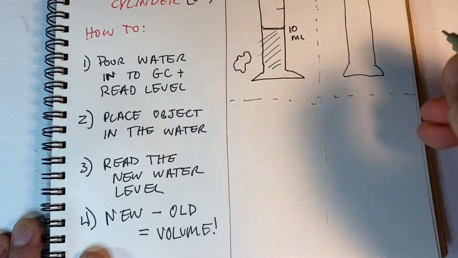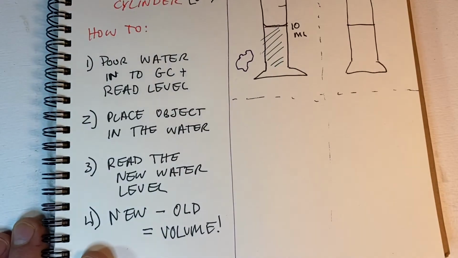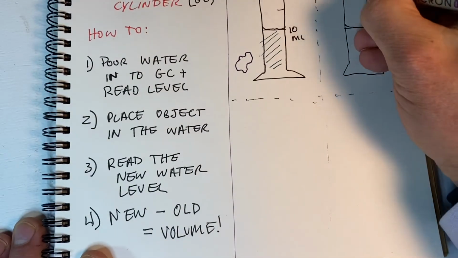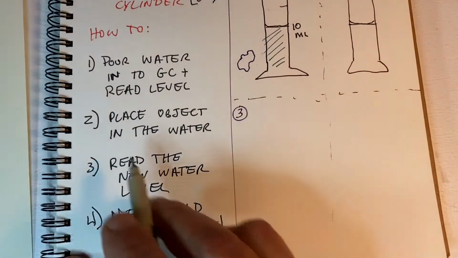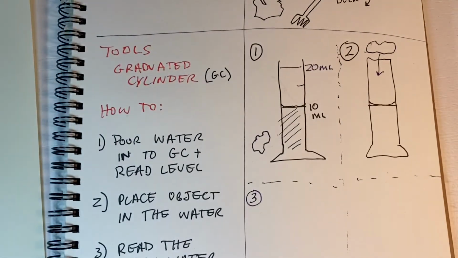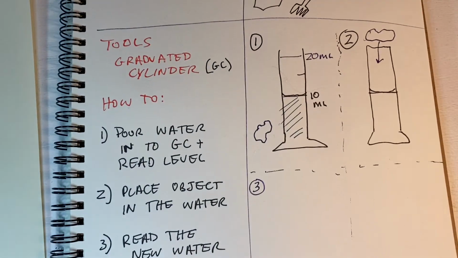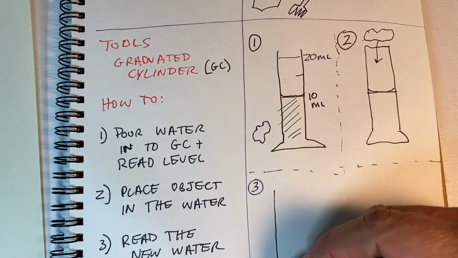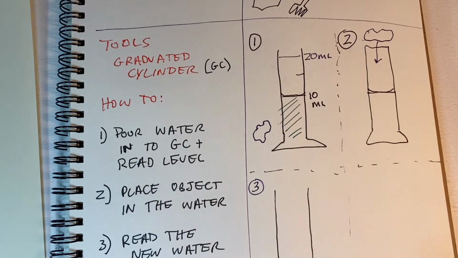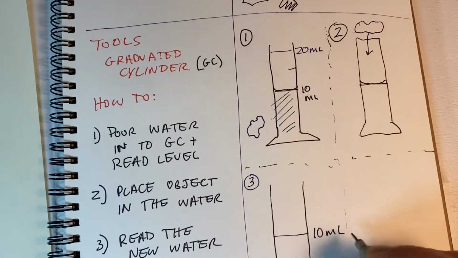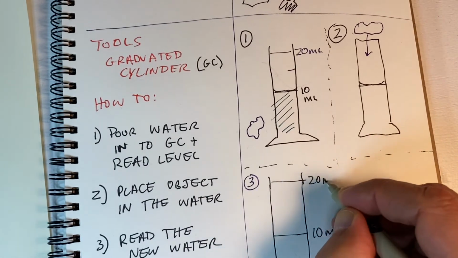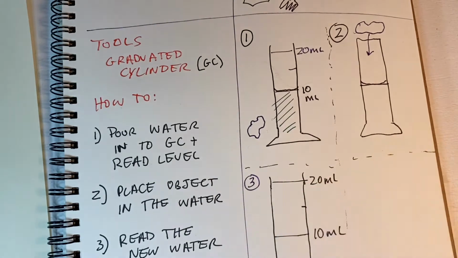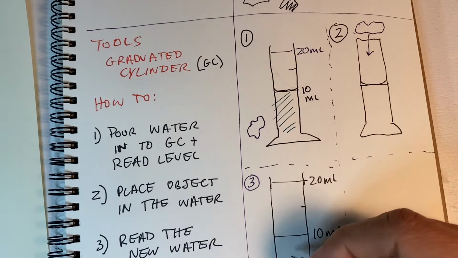So the next step will be to imagine taking that object after we've read the level of the original water. So we're going to redraw our graduated cylinder with a 10 milliliter line on there. And then we're going to imagine dropping that rock in there in step 2. So we're drawing in step 2 the rock going into the graduated cylinder.